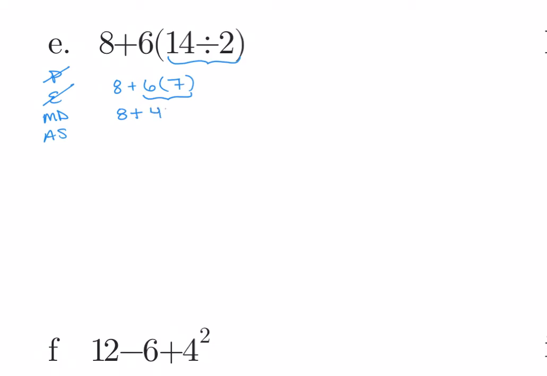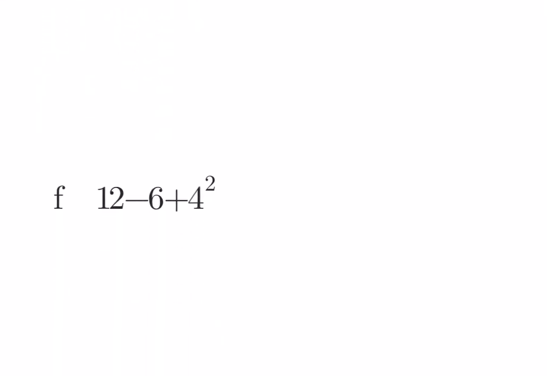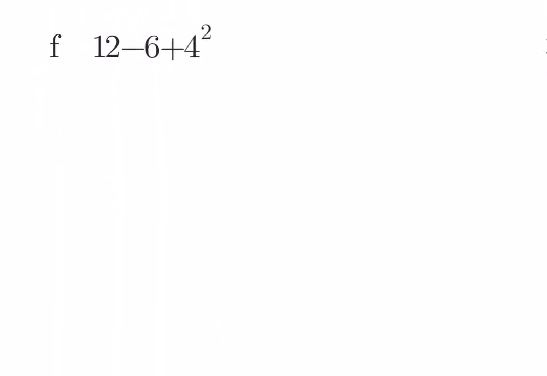6 times 7 is 42. And finally, additions and subtractions. 8 plus 42 is 50. Okay, let's go ahead and look at example F. Example F, we have 12 minus 6 plus 4 squared.